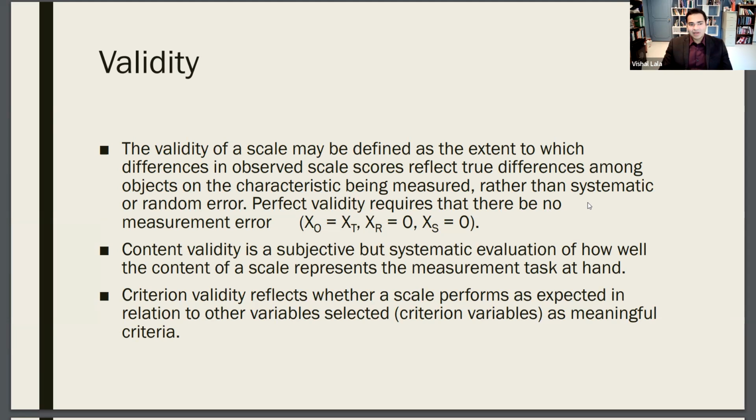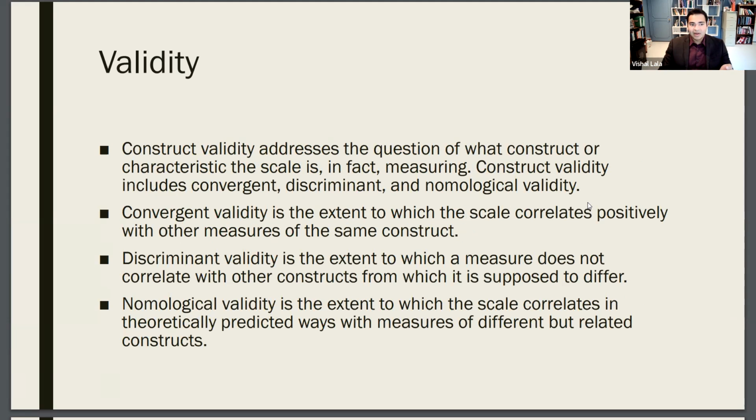There are many forms of validity that have been examined, and these include measures like content validity, which is a subjective but systematic evaluation of whether the scale represents the thing it's being designed to measure. There's another one called criterion validity, which measures whether the scale is related to other variables as it would be expected to be related. Construct validity measures whether the construct is measuring what it was supposed to measure.